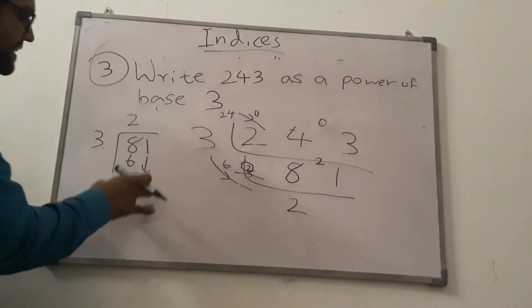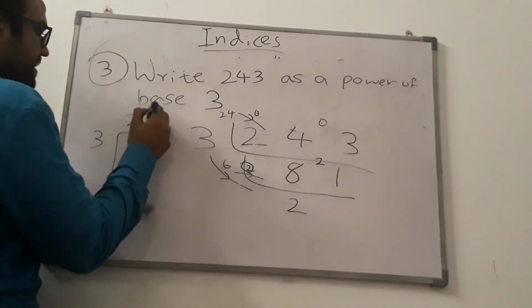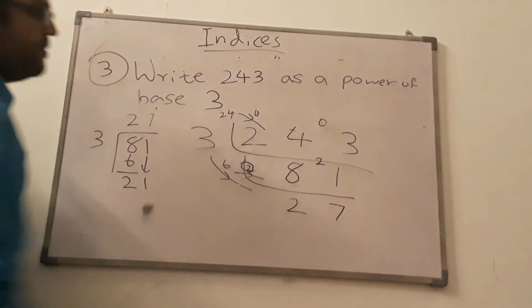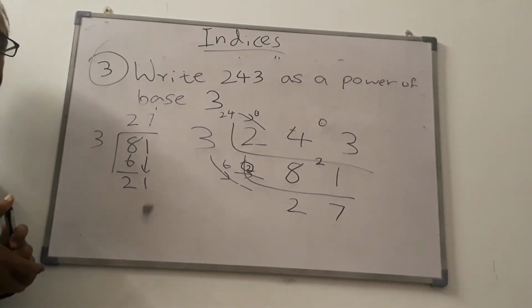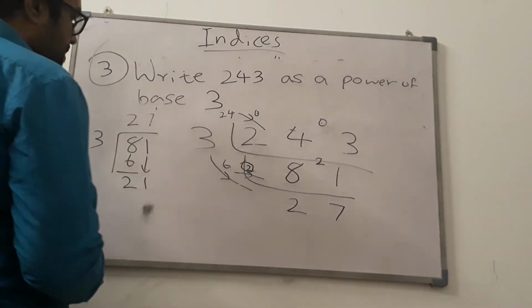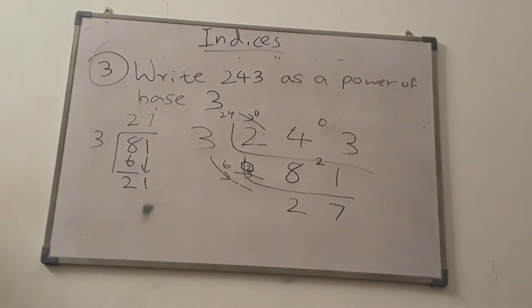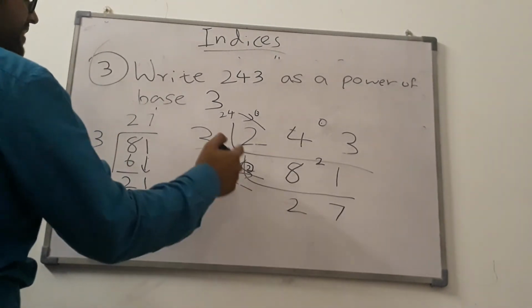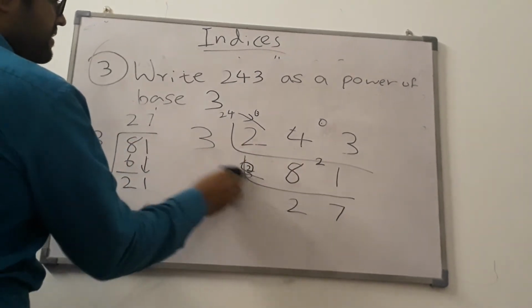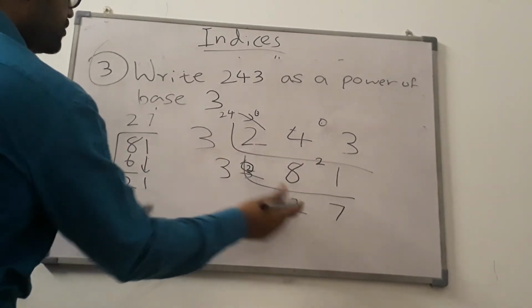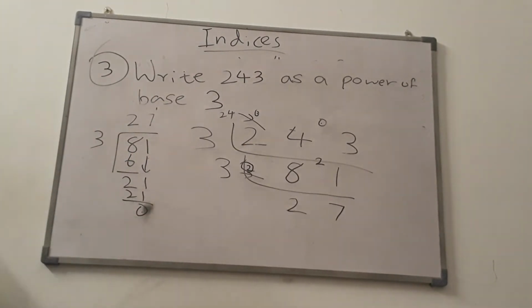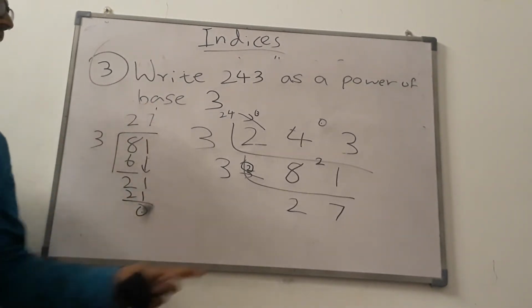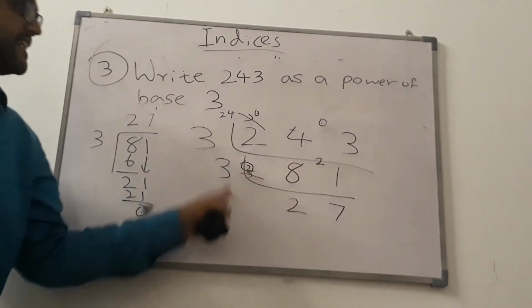Now check how many 3's are there in 21. 3 times 7 is 21. Okay, 7 times 3 or 3 times 7 is 21. Tables. 7 times 3 is 21. Now 27 is what when we divide 81 by 3? The answer we got here is 27. And I am going to finish this long division part. So there are 27 3's in 81.